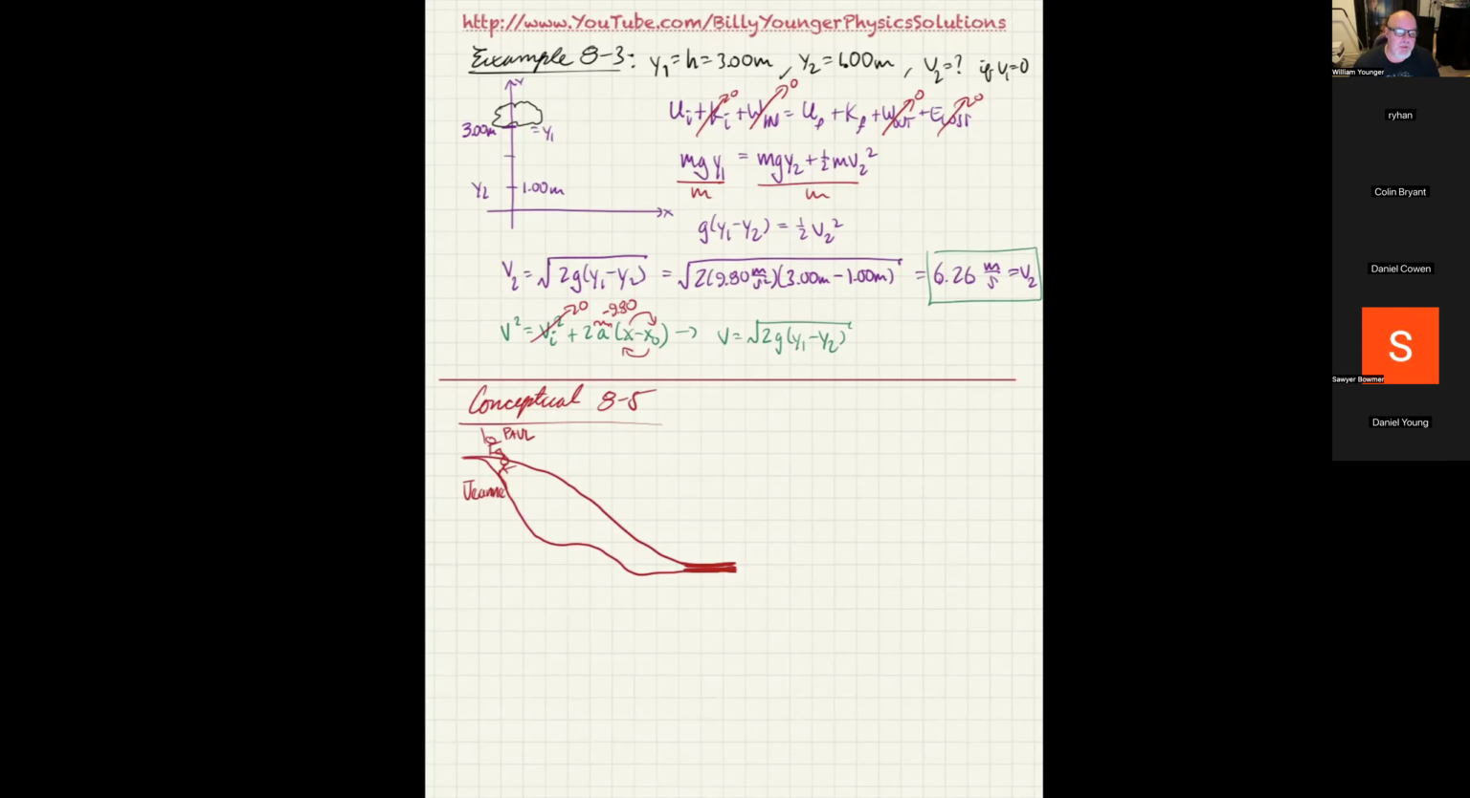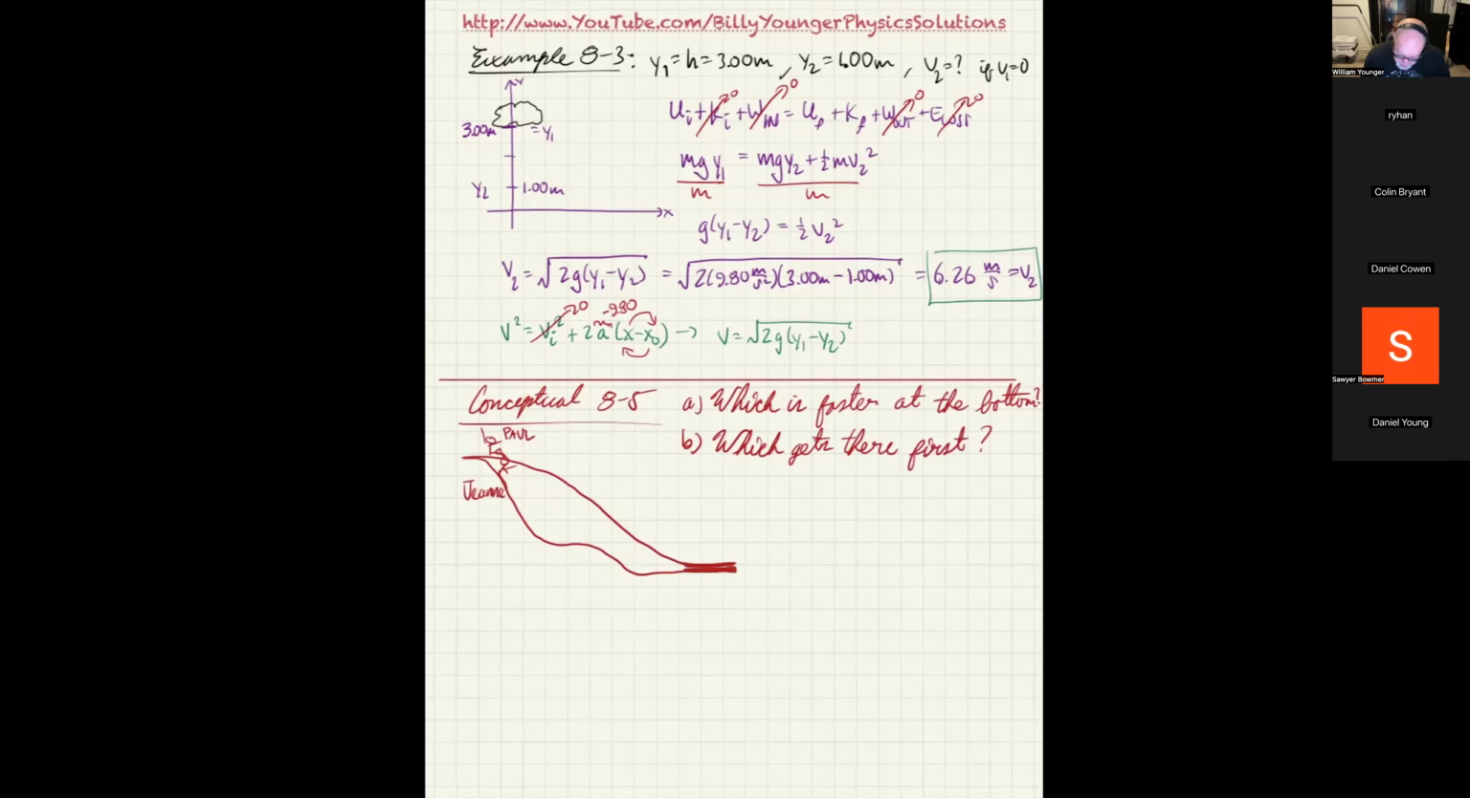And then part B, which rider makes it to the bottom first. So A, which is faster at the bottom, and B, which gets there first.